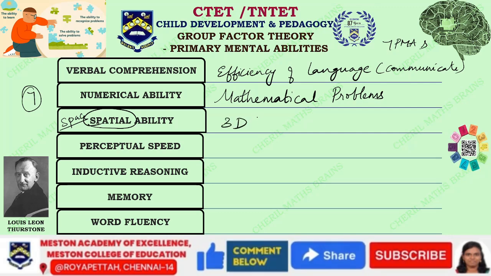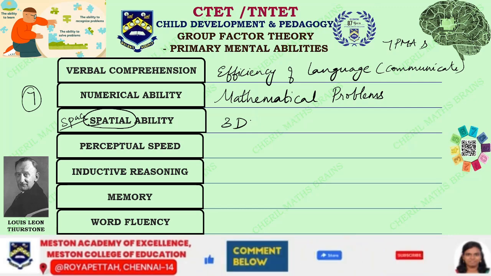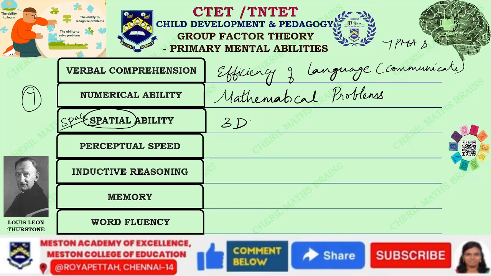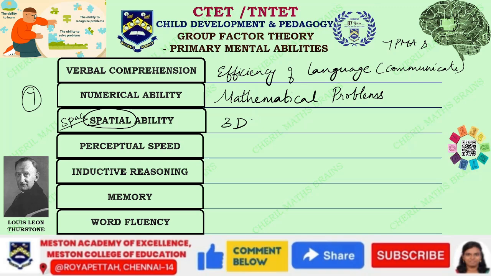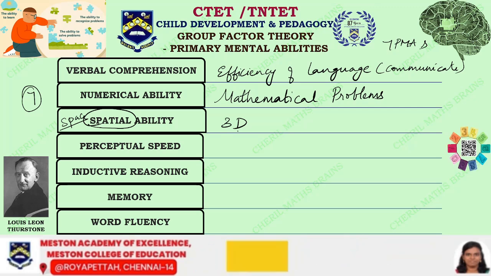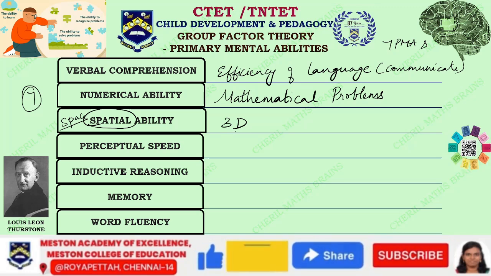Three-dimensional space talks about how a person is able to visualize objects which are in three-dimensional space, how a person is able to understand the relationship between objects in three-dimensional space, and all those things. Okay, he is able to find out the difference, find out the correlation, all those things.